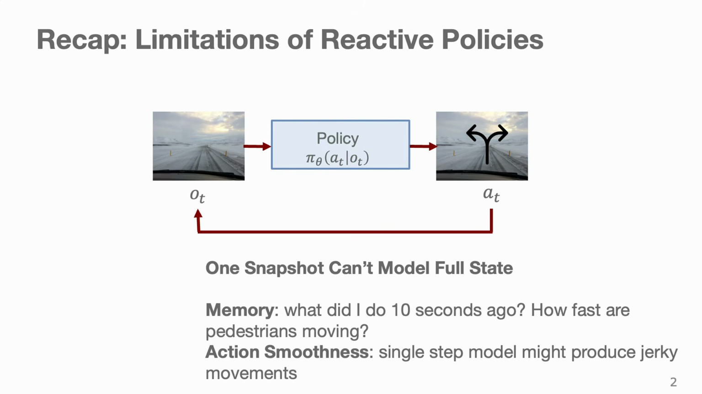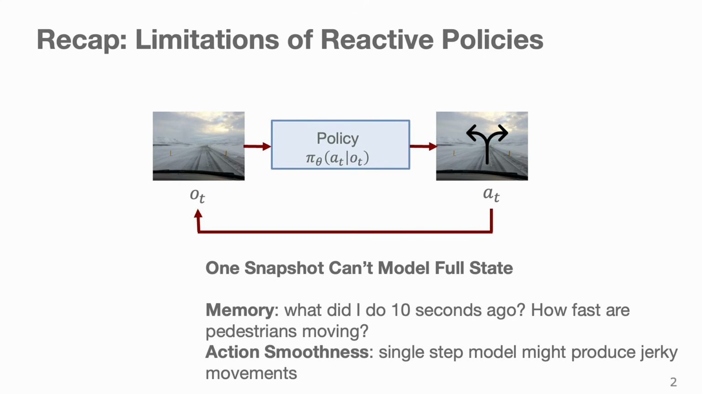As a quick recap, we've been looking mostly so far at reactive policies, where we take a single observation o_t and feed it through our policy to get an action. In principle this works in theory, but it breaks very easily in the real world because one snapshot usually doesn't cover all the information about the state.